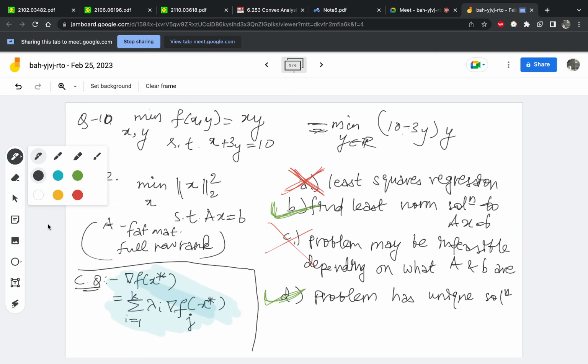So these things I think he will probably cover later. This is one way of doing it, but you can define it in slightly different ways also. These are called constraint qualifications. I think it will probably come towards the middle or the end of the course.